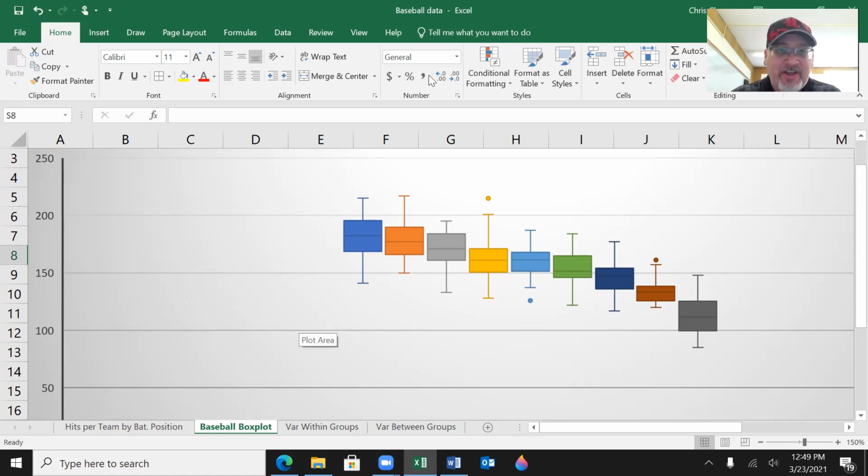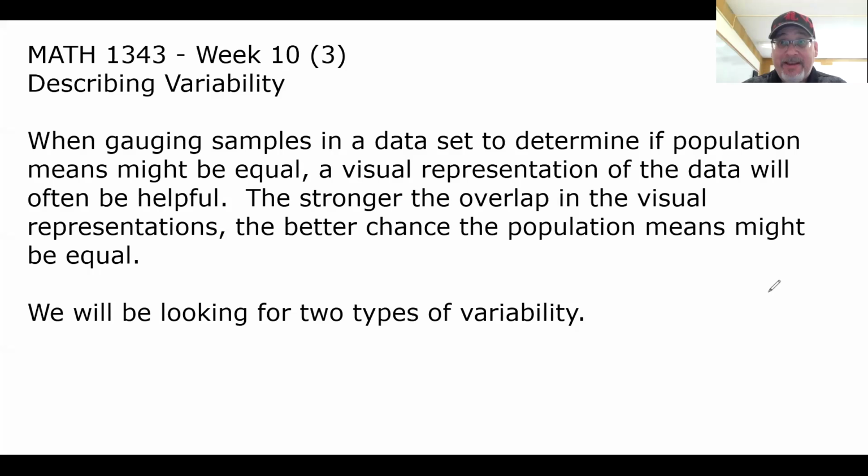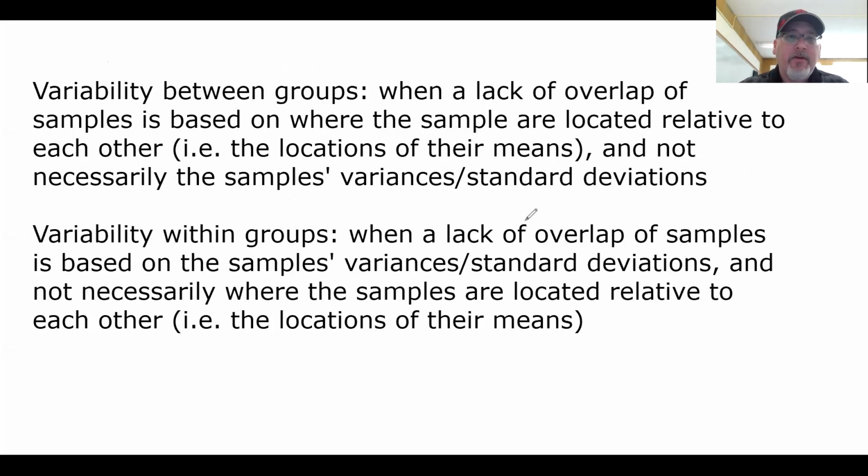But I mentioned that there are two types of variability that we're going to be looking for. It's easier to see than it is to put into words. One type of variability we're going to be looking for in our pictures is variability between groups. Think of each box in the box plot representing a group. Variability between groups is when a lack of overlap of samples is based on where the samples are located relative to each other. You can think about it as where their means are located on a number line, and not necessarily the sample's variances or standard deviations.